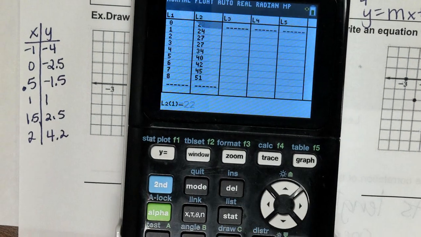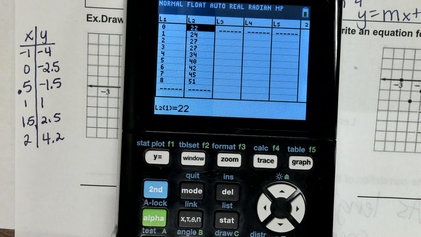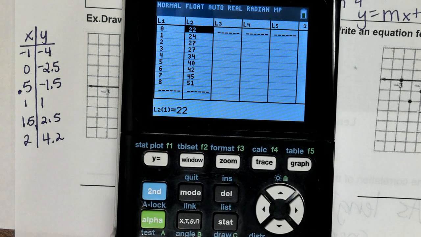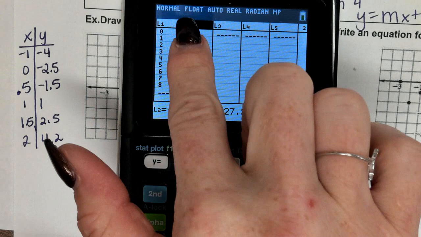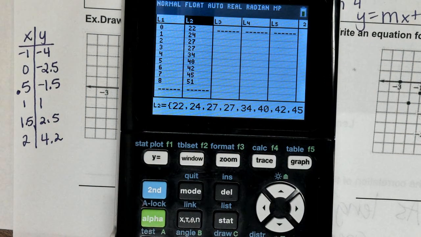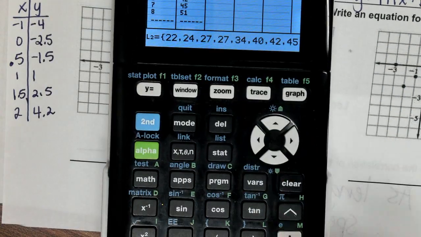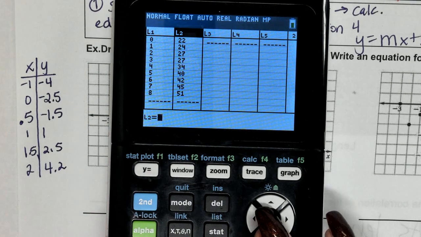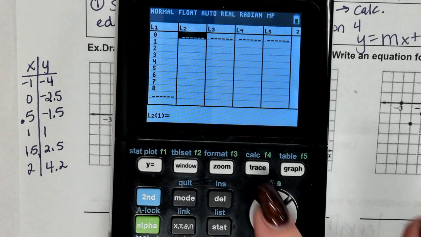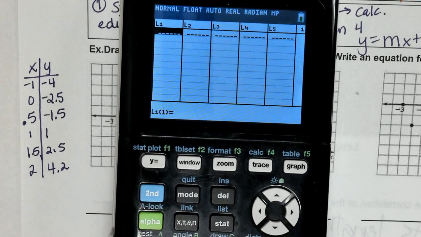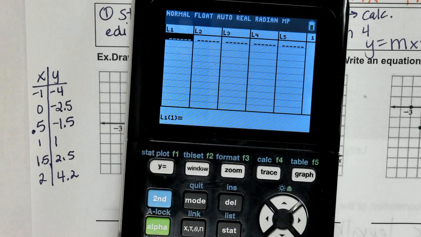So where am I going to go to get an equation? Stat, edit. Now, just so y'all know, if you want to clear out your whole list, you can go up to L2. Do not hit delete. It will delete the L2. Hit clear, and then just tab down, and it will clear out your list. Okay, then go put in your data.